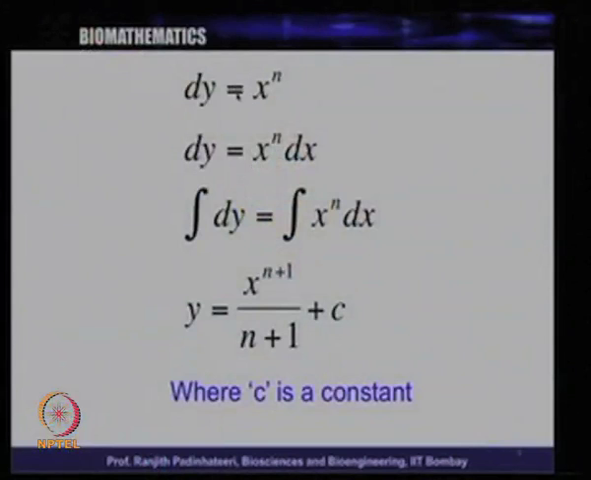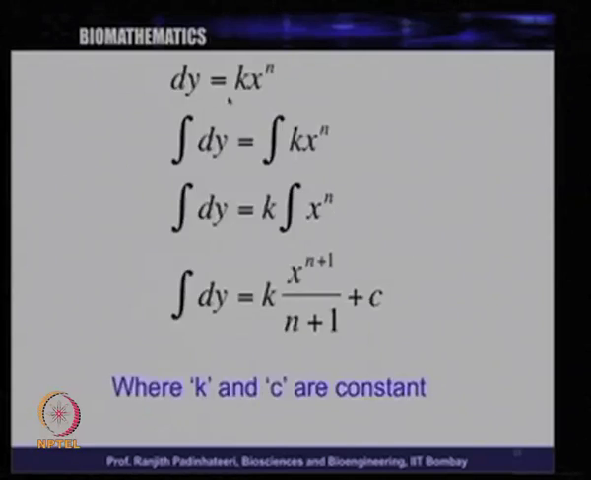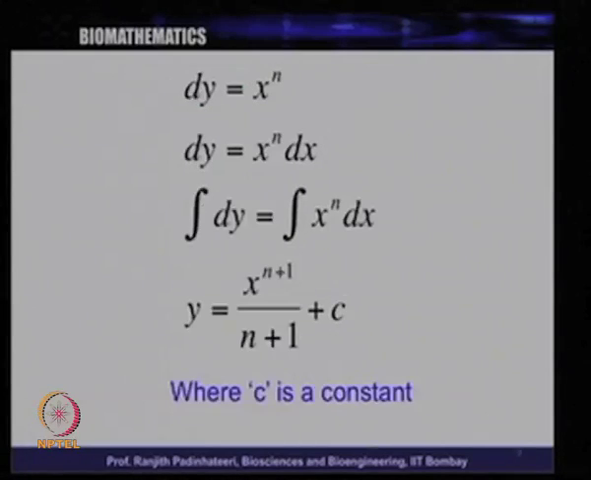So, we have dy by dx is x power n. Sorry, this is what I wanted to write here: dy by dx is x power n. That is what I wanted to write there. Basically, let us go back and try and do this.